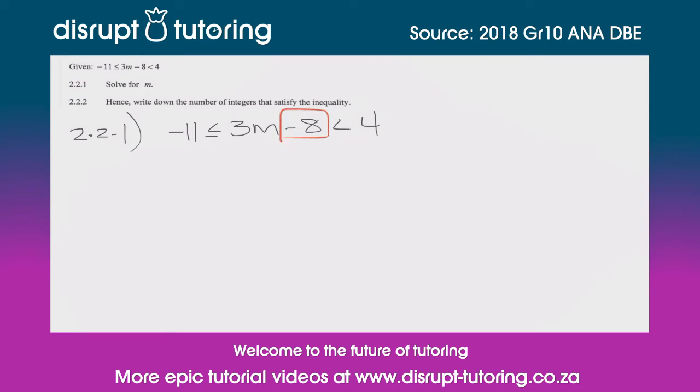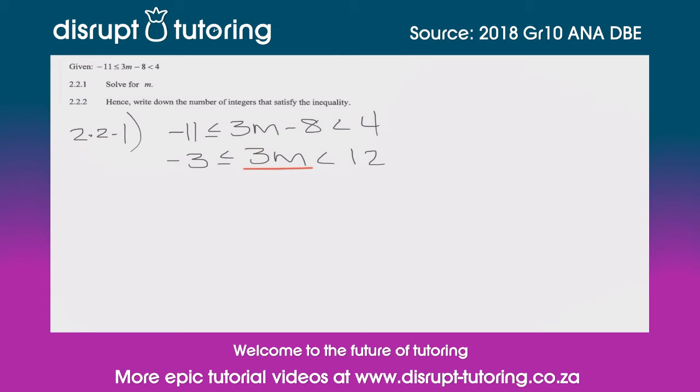Again, we're going to focus on getting that guy away from the m, and then we'll focus on getting that guy away from the m. In the first step, we need to get rid of this negative 8. So we're going to add 8 to the center, but we need to do the same thing on either side. If we add 8 to minus 11, we'll be left with minus 3, 3m, so we've got rid of that negative 8. And then we're going to add 8 to the 4, which is going to give us 12.